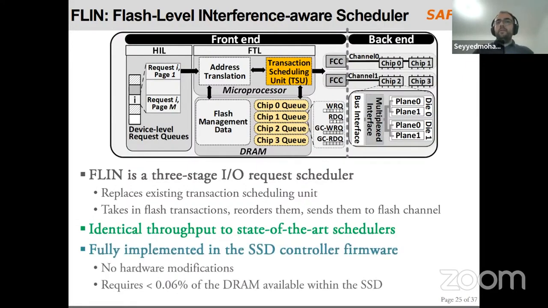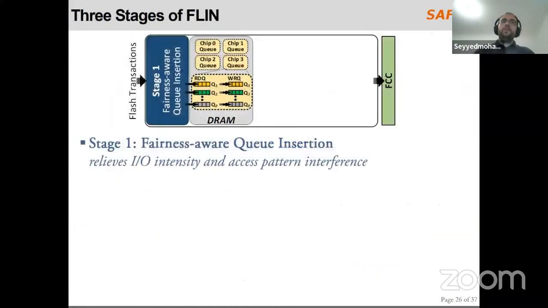It can be fully implemented in SSD controller firmware, which means that it has no hardware modification, and our experimental results show that it requires less than 0.06% of the DRAM available within the SSD. So let's have a very quick look at the 3 stages of FLIN.